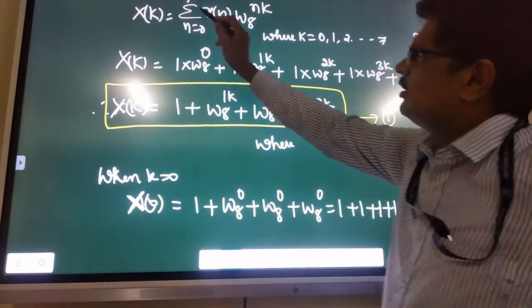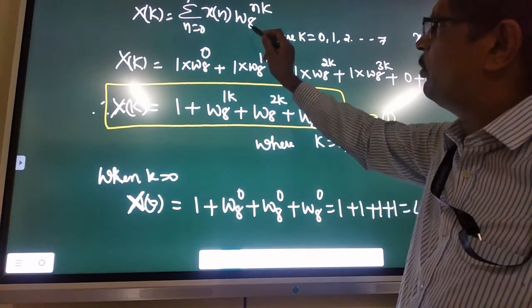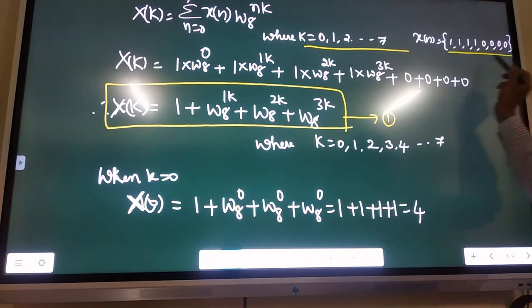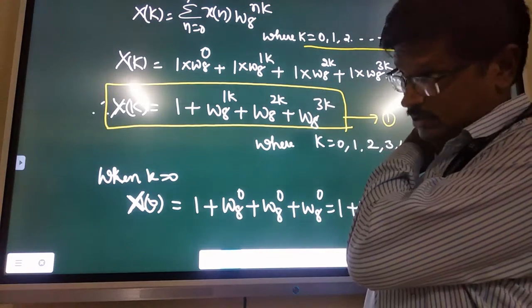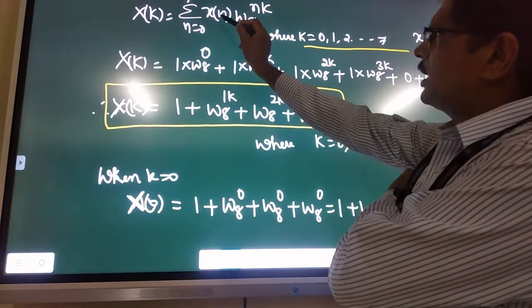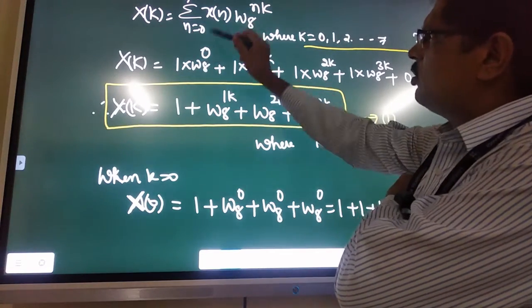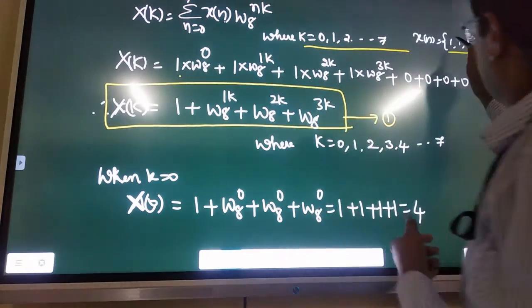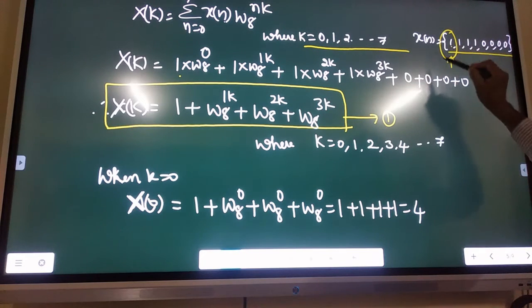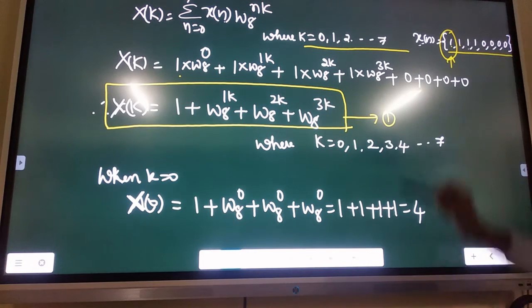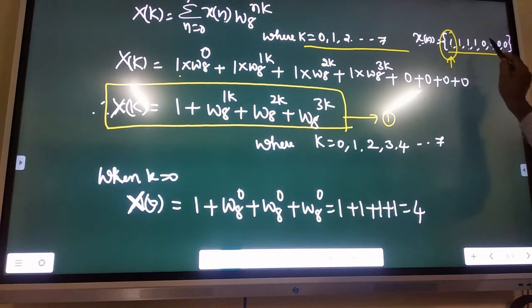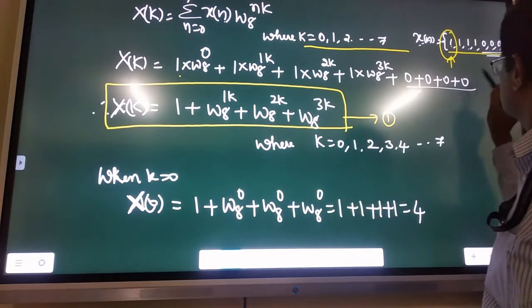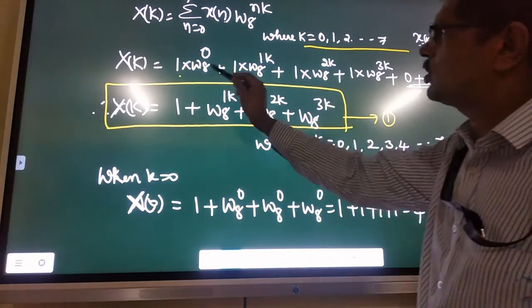Now start with the X of k formula. Sum over n equal to 0 to 7 of x of n omega 8 power nk, where k is equal to 0 to 7. Now your input is this. Now substitute here and expand this. When n is 0, x0 into omega 8 power 0 into k is 0. X of 0 is 1, x of 1 is 1, x of 2 is 1, x of 3 is 1. But x4, 5, 6, 7 are zeros. Therefore, these 4 zeros. First 4 terms you get.